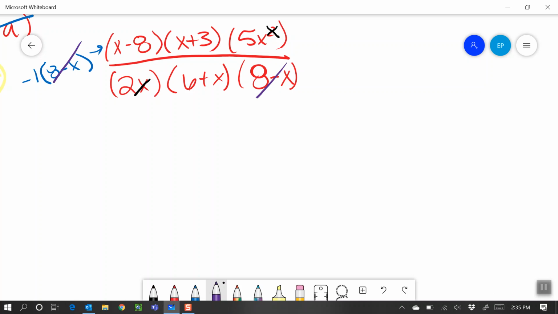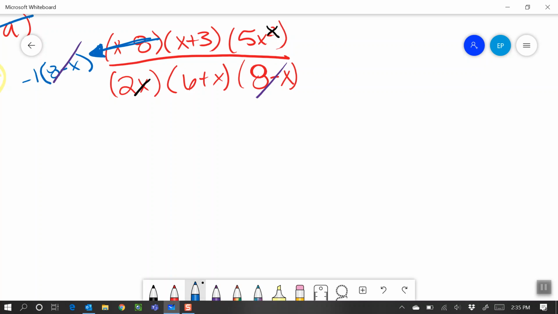So on top, I'm going to rewrite it in blue when I double check myself. -1 times x minus 8. Nope. Try that again. I just canceled that out. So you know what I'm going to do? I'm going to come back here and I'm going to say this here is really that. So I don't recount it, and I canceled it out.